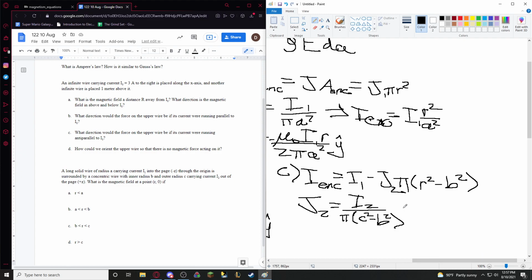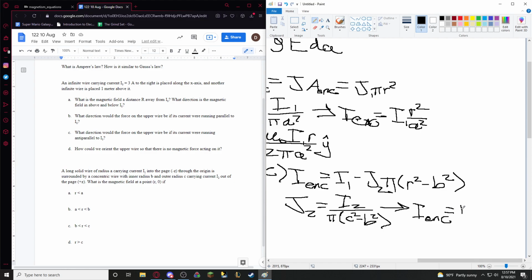So then we can plug it all in. I enclosed is equal to I1 minus I2 times r squared minus b squared over c squared minus b squared. Maybe there's some way to simplify it further, but probably not, and I don't want to do algebra for 20 minutes to figure it out.